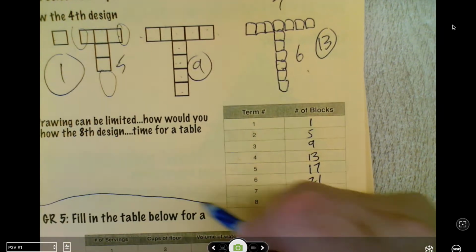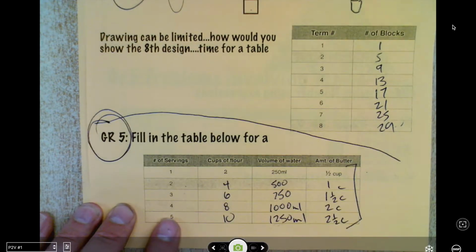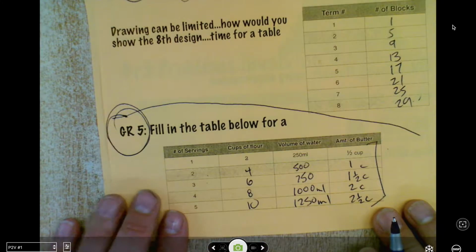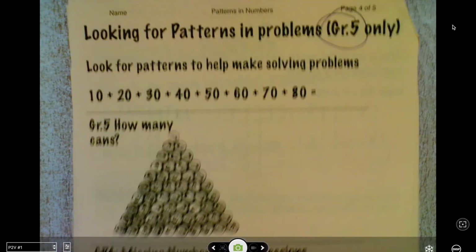Okay, let's keep going. Oh, by the way, the bottom was just for grade 5s. So grade 5s, tables like that with recipes, that was in your work, but it wasn't in the grade 4s' work. Again, here's a grade 5 only, so grade 4s can take a little nap.